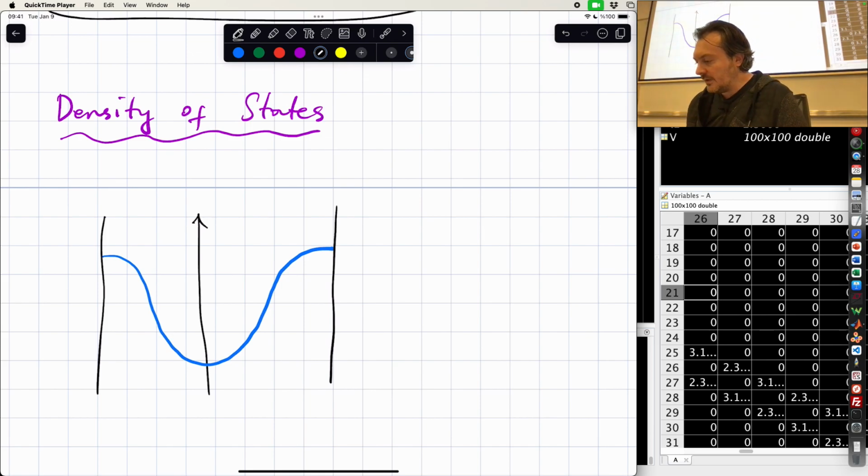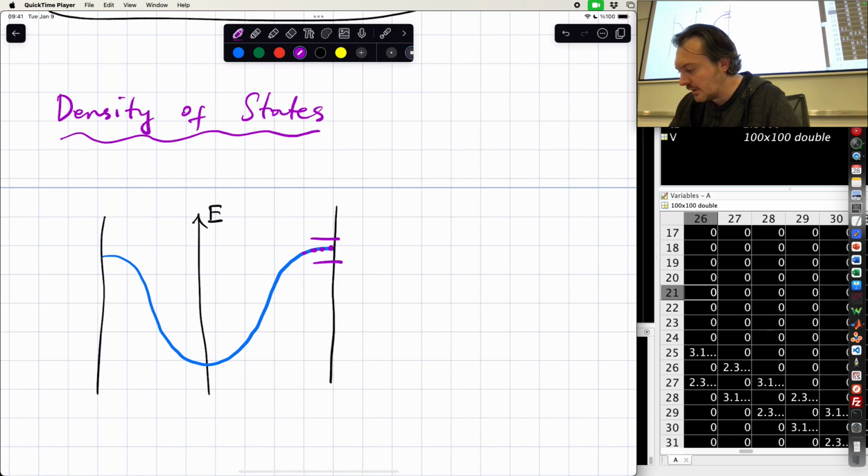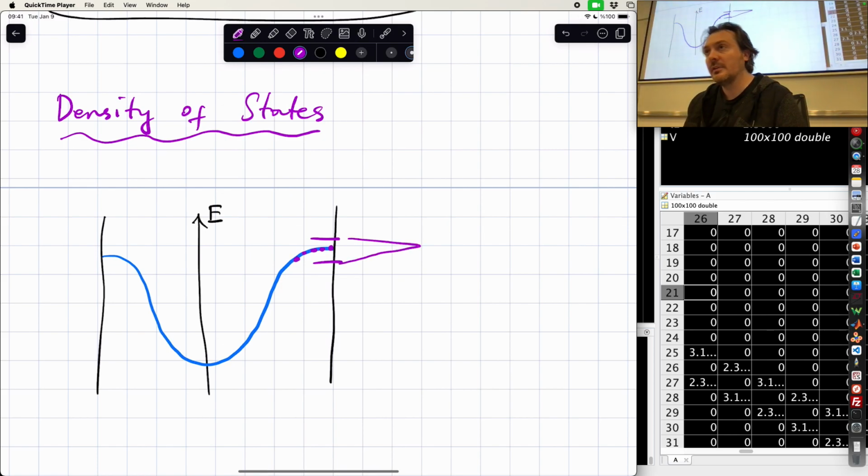So density of states are usually measured with respect to energy, and you are basically interested in how many states there are in a certain window of energy. As you can see in this window, there are a bunch of states. There's a peak there. But then if you take the same amount of window, there are less states over there.